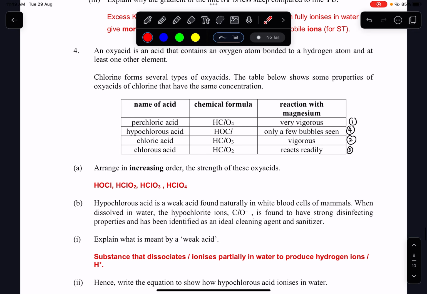Of course, remember we do not compare acid strength by saying one is stronger than the other, but in this case they want you to rank in increasing order. So I have to use the term stronger or weaker to compare.